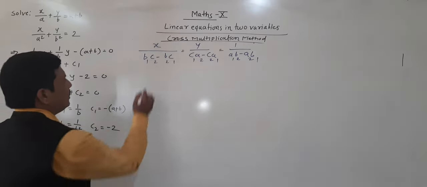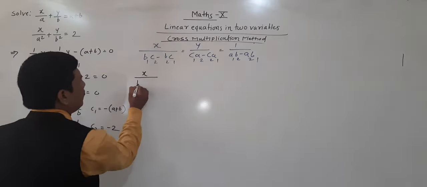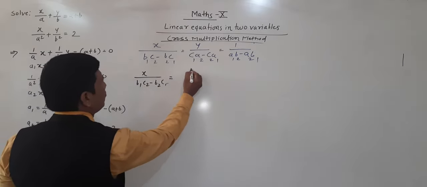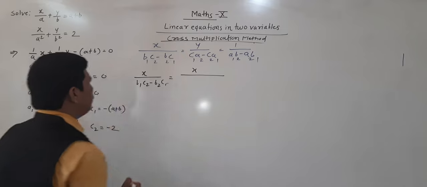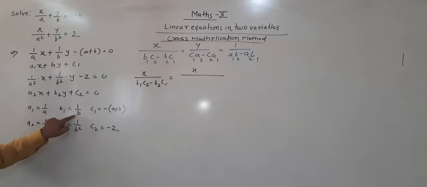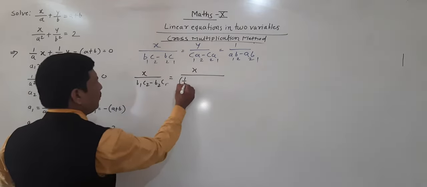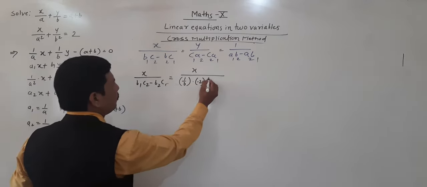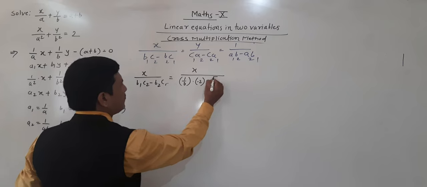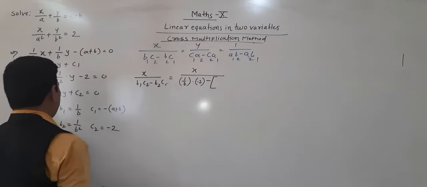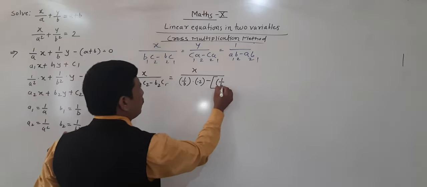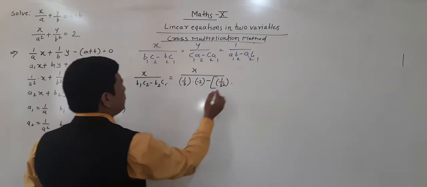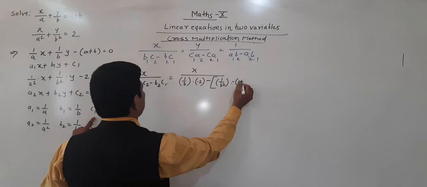So I am taking x upon b1c2 minus b2c1. Here x upon, what is b1? b1 is 1 upon b, 1 upon b into c2. What is c2? Minus 2. Okay, minus sign, minus in bracket b2. What is b2? b2 is 1 upon b square, 1 upon b square into c1. What is c1? c1 is minus (a plus b).